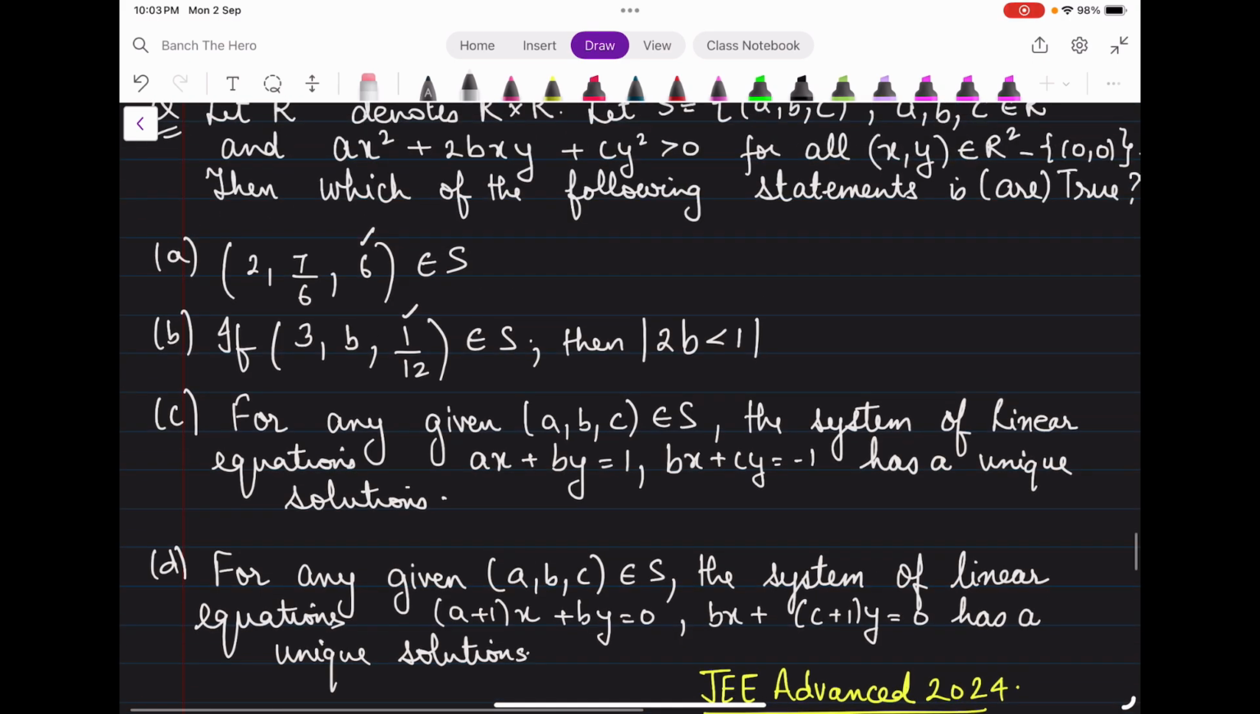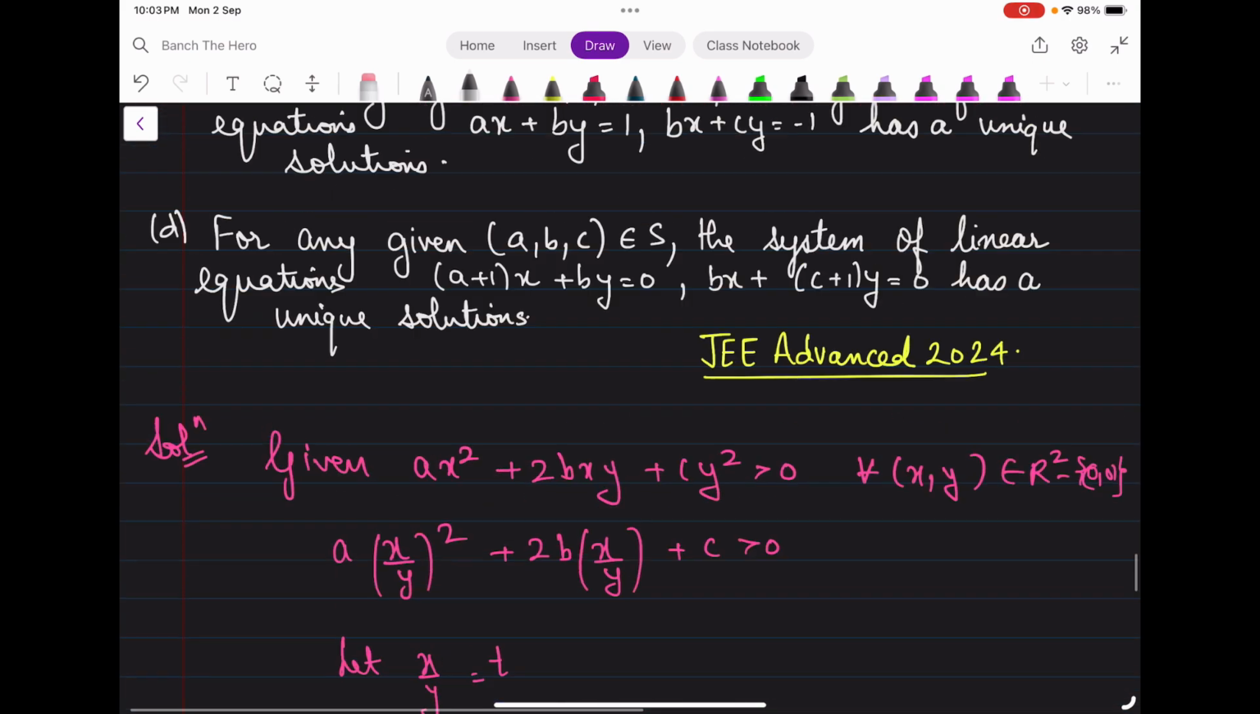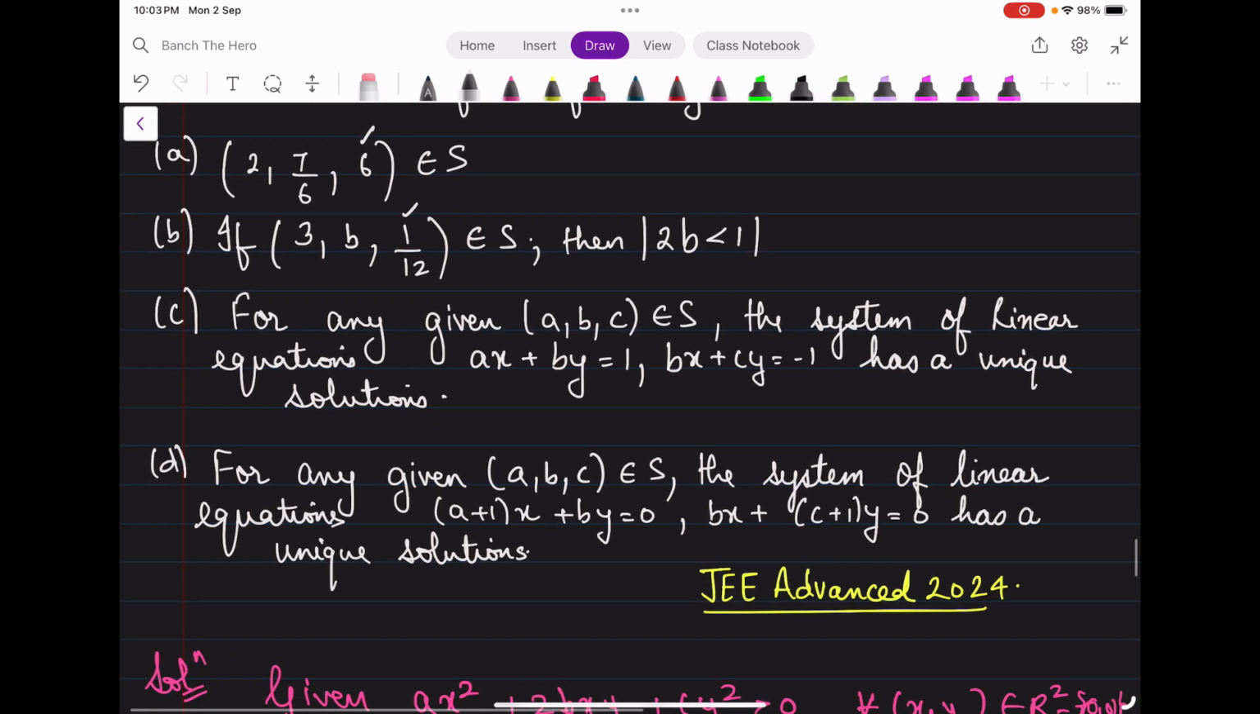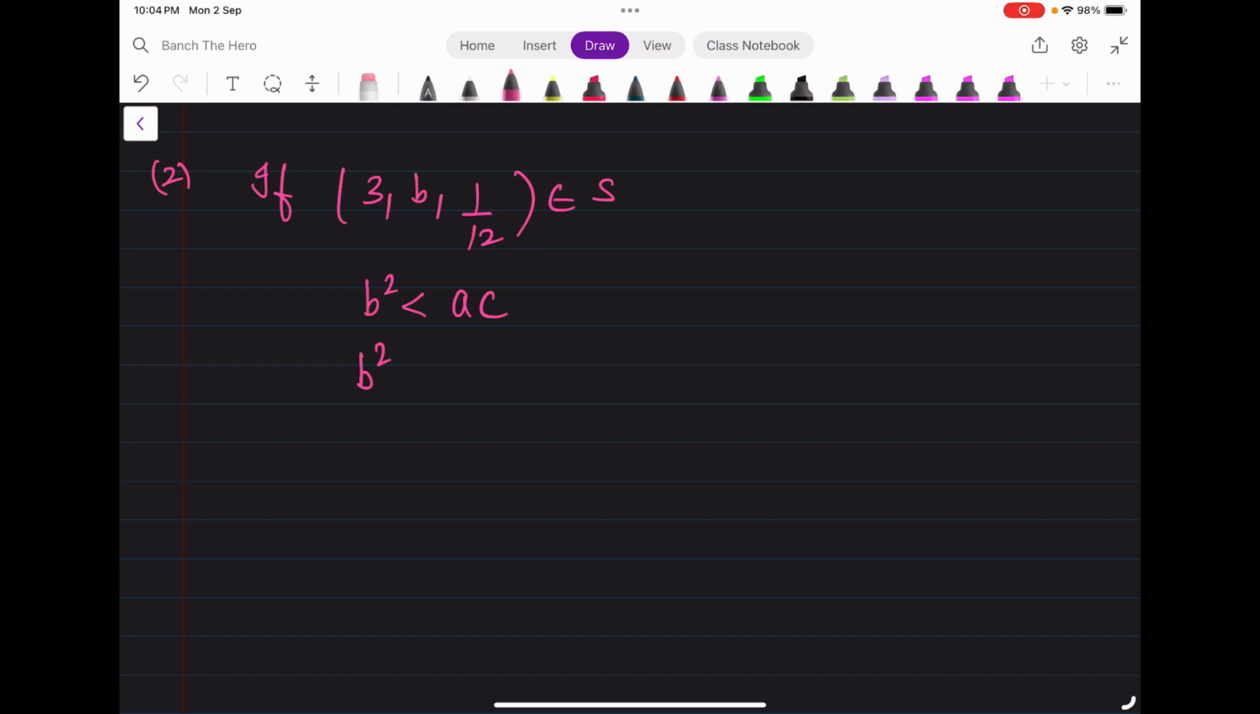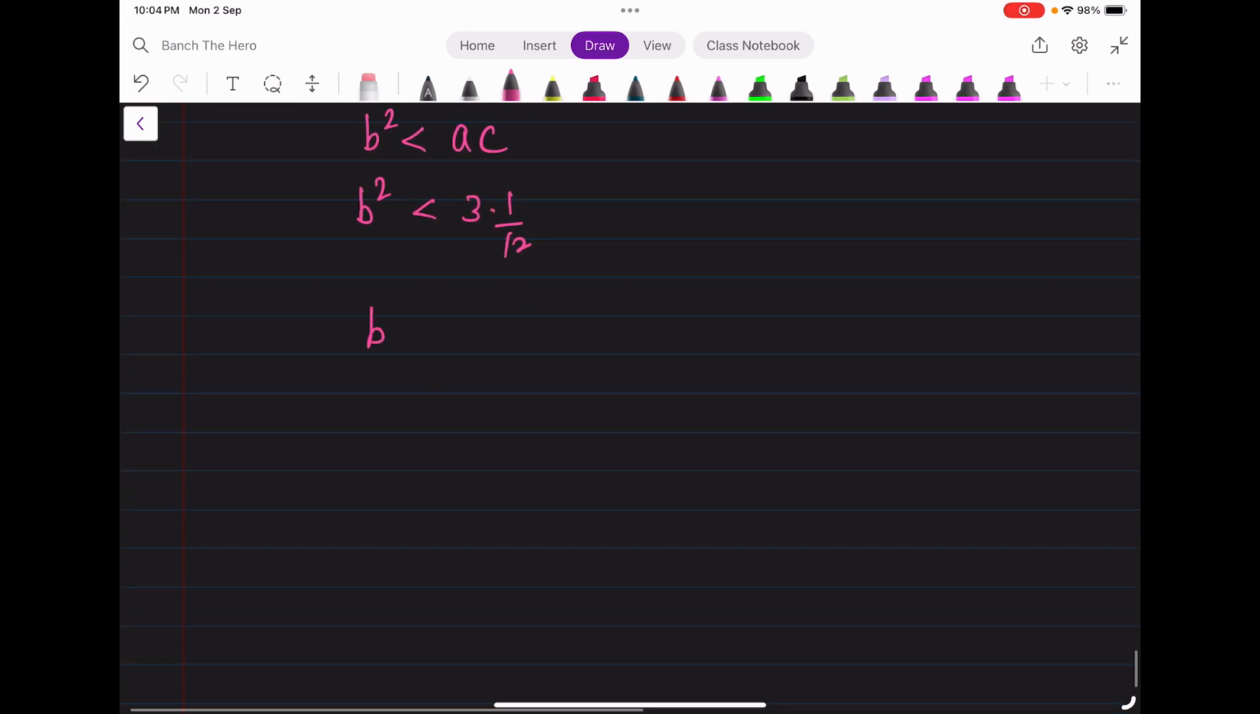Moving on to the second option. What does it say? (3, b, 1/12) belongs to set S. If this is true, then 2b must be less than 1. So let us see. Now we have to consider that if (3, b, 1/12) belongs to set S, it means b square should be less than ac, meaning b square should be less than 3 into 1 by 12, meaning b square should be less than 1 by 4, right?